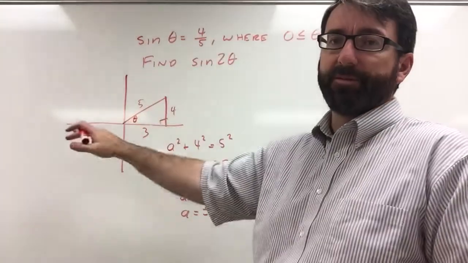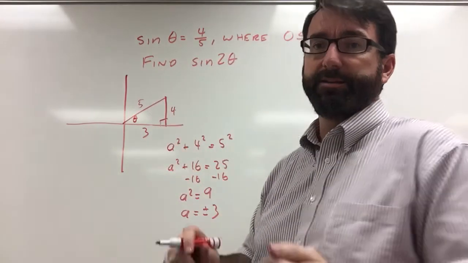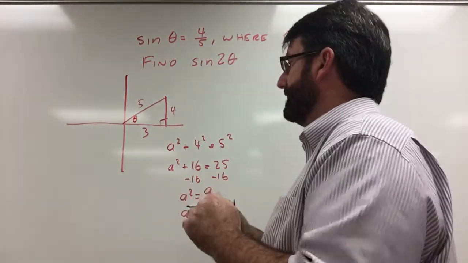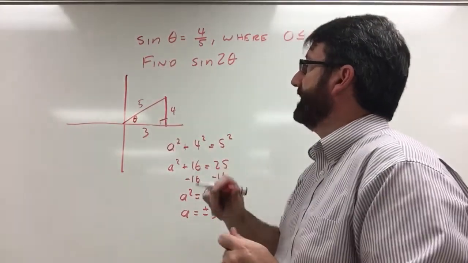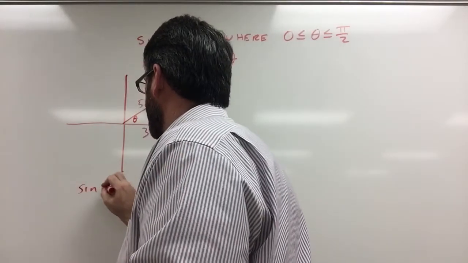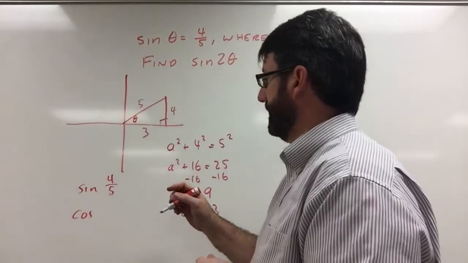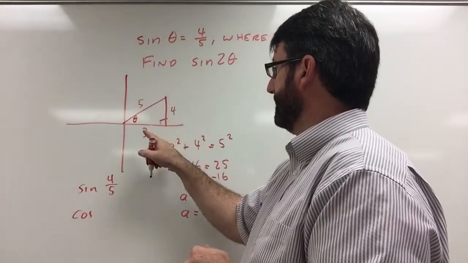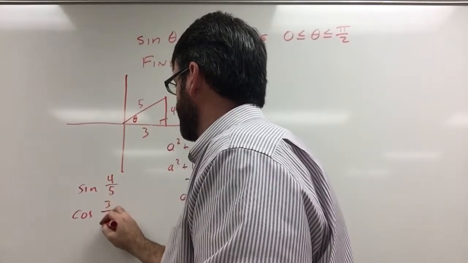And now that we have all three of these sides labeled, we can find sine, cosine, tangent, or any trig function that we want for this angle. We know that sine is 4/5, and we need to find cosine as well. Cosine is going to be the adjacent side over the hypotenuse, so that's going to be 3/5.